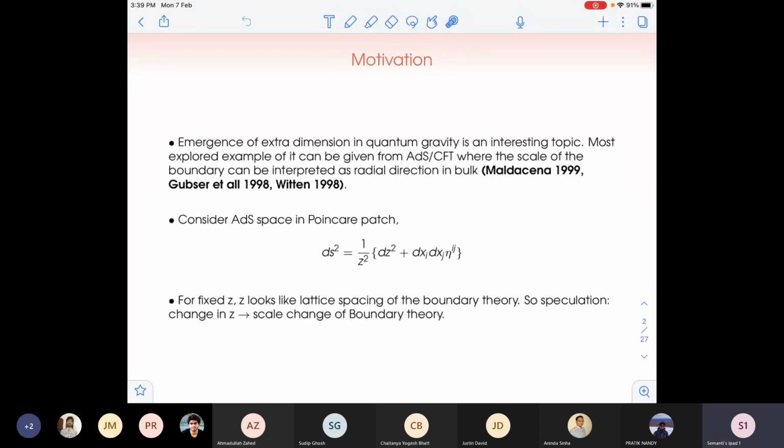The main motivation is the emergence of extra dimension in quantum gravity. The most explored example of it is AdS/CFT, where the scale of the boundary can be interpreted as the radial direction in the bulk. One crude way to see that is to consider the space in the Poincare patch, where it is scaled by a factor of 1 by z square. At fixed z it looks like the lattice spacing of the boundary theory. So one can speculate that a change in z should give a scale change in the boundary theory.